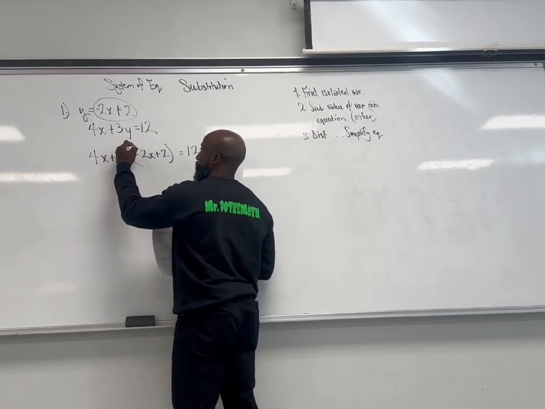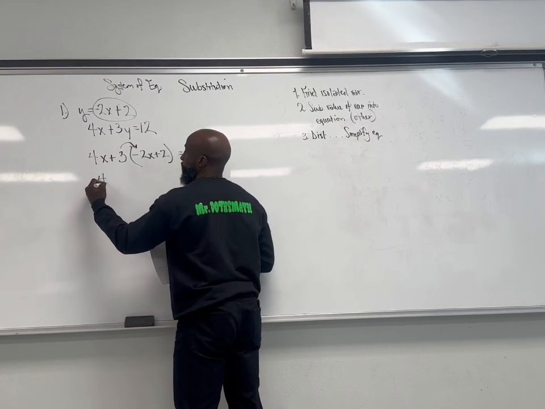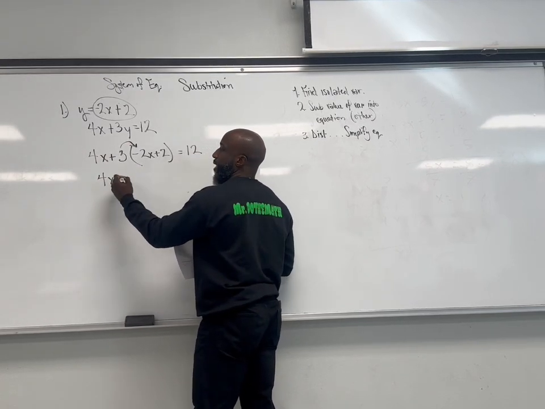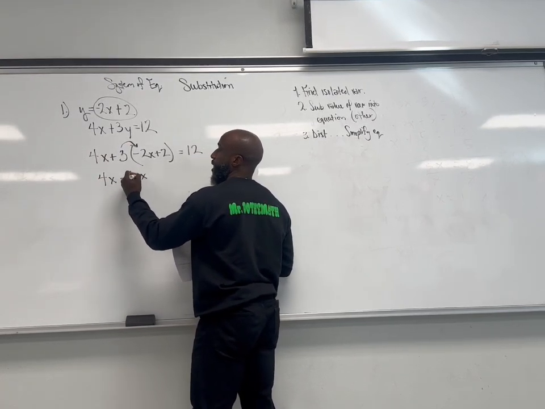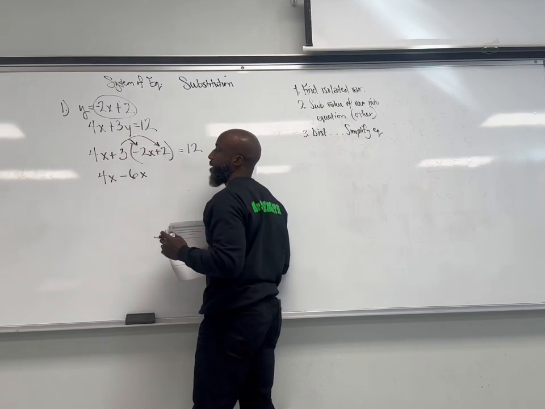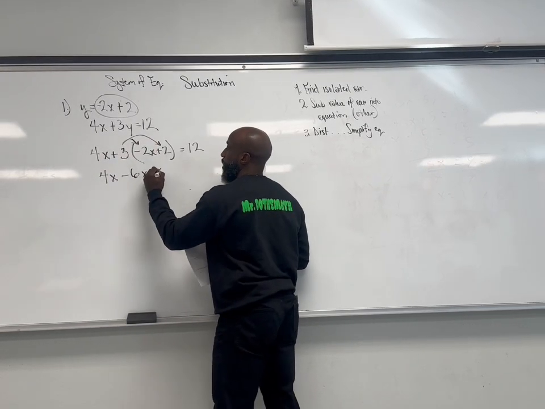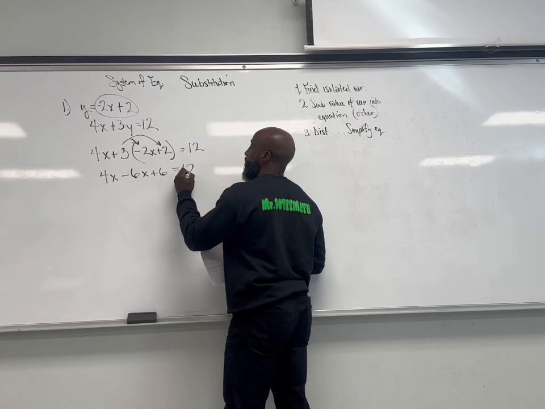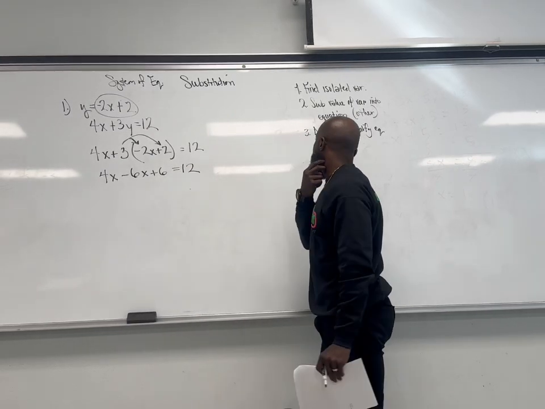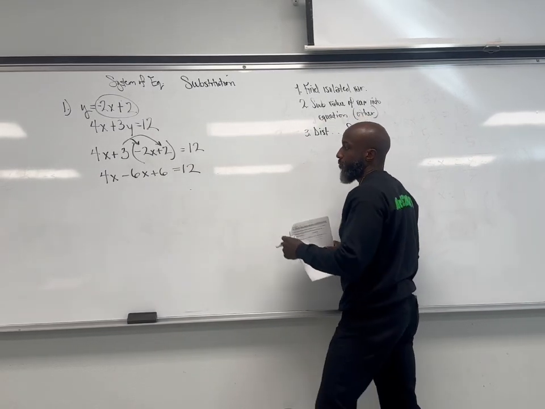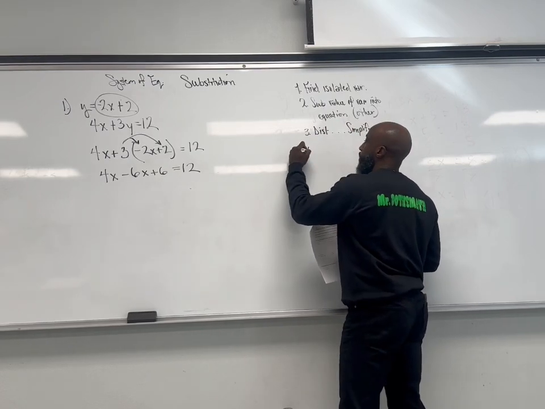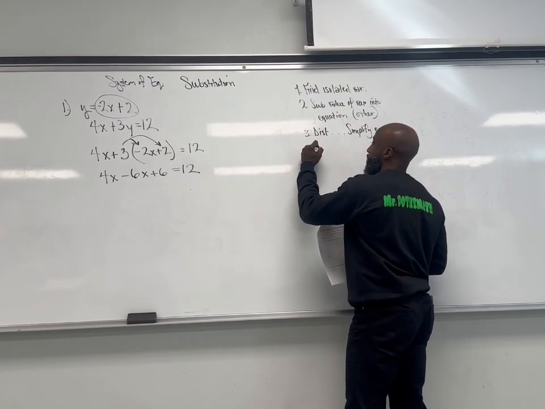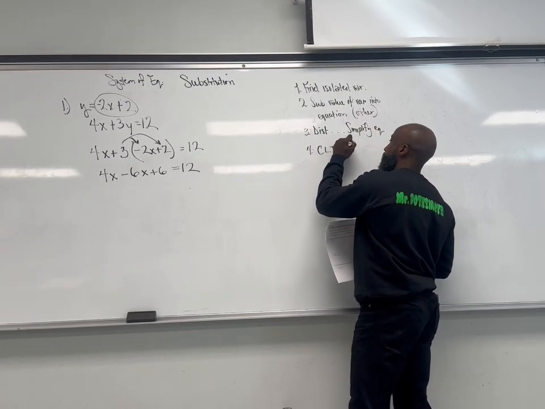So we're going to distribute a 3 here. Right, so that'd be 4x, and 3 times negative 2 is negative 6x. Then 3 times 2, which is plus 6, equals 12. Okay. Now that we simplified by distributing, we're going to simplify by combining like terms. Again, we're simplifying.